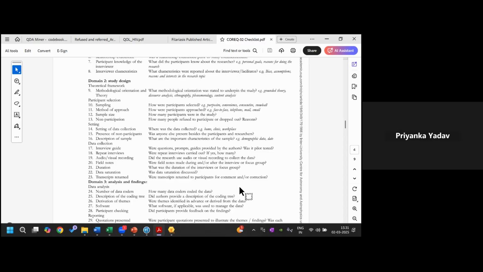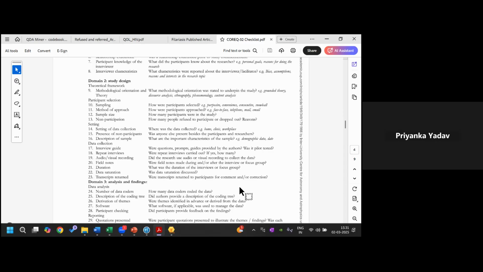Then setting of the data collection. Where was the data collected? Home, clinic, workplace. Presence of non-participants: was anyone else present besides the participants and researchers? Then description of the sample. What are the important characteristics of the sample, like demography or date? Then data collection. Interview guide: were questions, prompts, guides provided by the authors? Was it pilot tested? Repeat interviews: were repeat interviews carried out? If yes, how many? Audio visual recording.